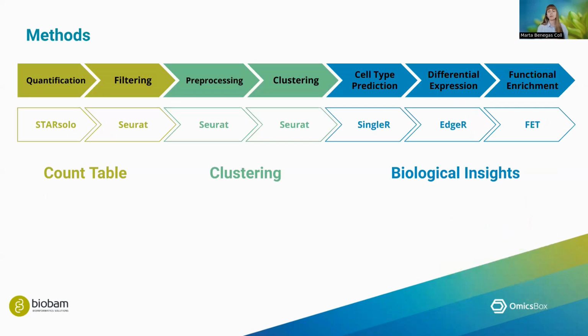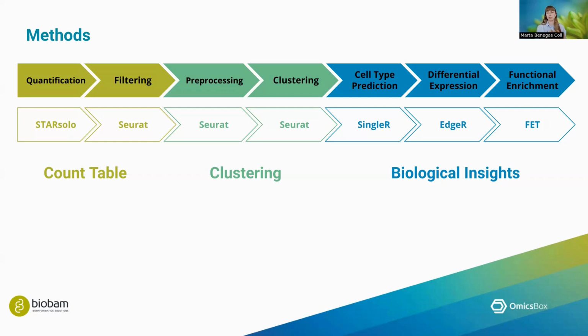I won't go into too much detail of each of the steps, but this would be the pipeline that we are going to follow. We will first start with the quantification in order to obtain the gene expression values for each of the cells with the STARsolo algorithm. Then we will filter lowly expressed genes and cells of that count table. Later, we will do the preprocessing of that count table because it cannot be directly input into the clustering algorithm. It needs further steps like normalization, dimensionality reduction, data integration, etc.